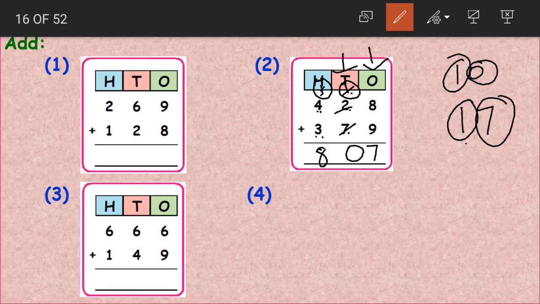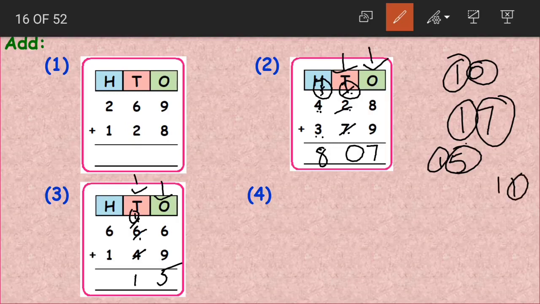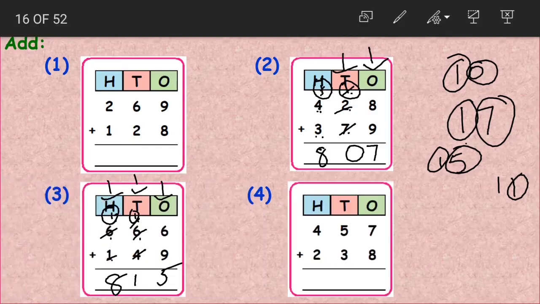Question number 3. In the ones place we have 6 plus 9. 6 plus 9 is equal to 15. We write 5 here and carry this 1. Yes, in the tens place we have 1 plus 6 plus 4. 1 plus 6 is equals to 7. 7 plus 4 is equals to 11. Again, write 1 here and carry the digit in tens place. In the hundreds place we have 1, 6 and 1. 1 plus 6 becomes 7. 7 plus 1 becomes 8. So the answer for question number 3 is 815.